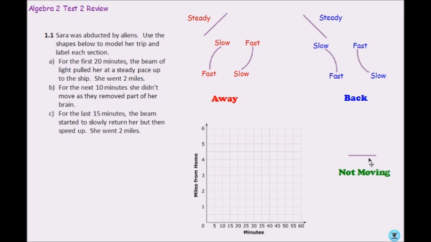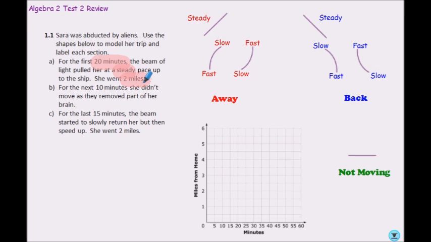All right, so let's take a look at the story here. It says Sarah was abducted by aliens. Hey, it happens. Use the shapes below to model her trip and label each section. So what it says is, for the first 20 minutes, a beam of light pulled her at a steady pace. Okay, steady, that's important. And it says she went 2 miles.